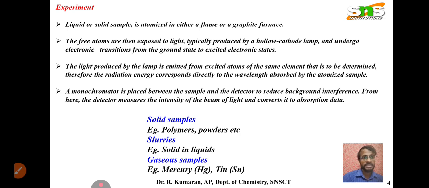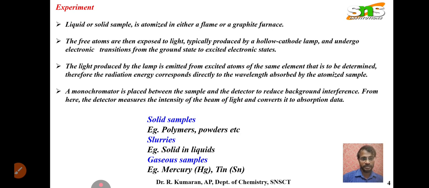The free atoms are then exposed to light, typically produced by a hollow cathode lamp, and undergo electronic transitions from ground to excited states. The light produced by the lamp is emitted from excited atoms of the same element that is to be determined. Therefore, the radiation energy corresponds directly to the wavelength absorbed by the atomized sample. A monochromator is placed between the sample and detector to reduce the background interference. The detector measures the intensity of the beam of light and converts it into absorption data.